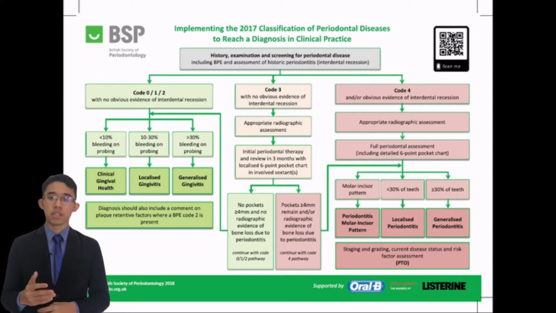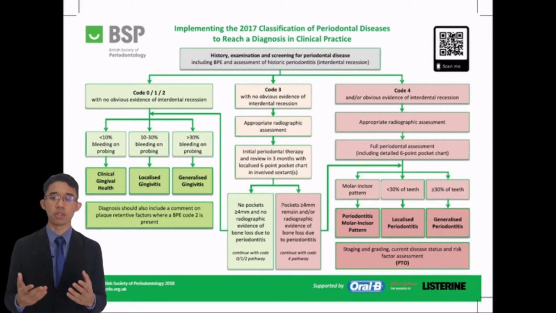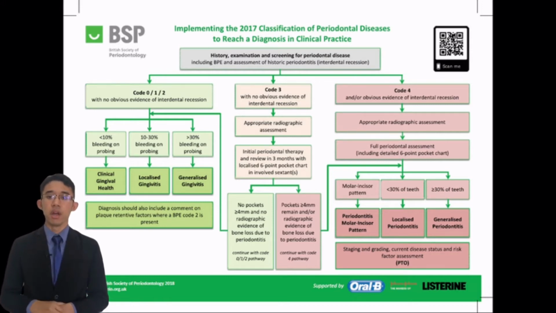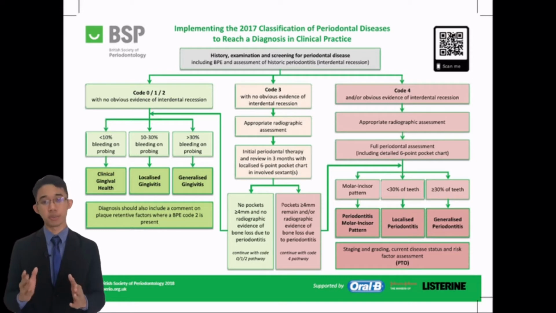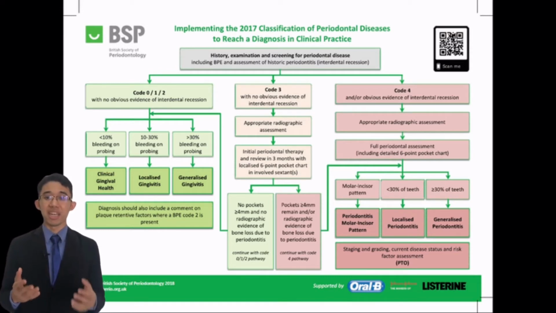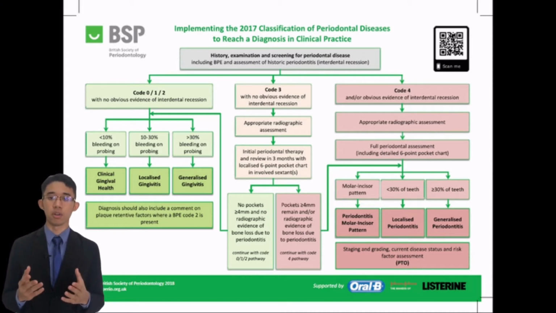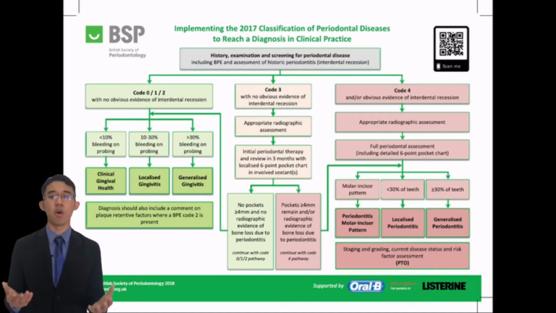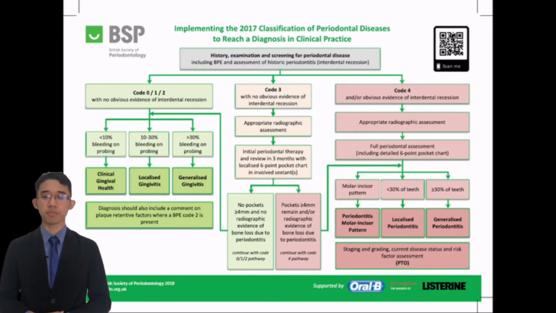The diagnosis relies heavily on the evidence of bone loss in the radiograph for the current classification. If the person does not show any bone loss, it should not be diagnosed as periodontitis. For extent of periodontitis, it depends on the affected percentage of teeth that have undergone bone loss, whether it is a specific molar incisor pattern, localized or generalized periodontitis.